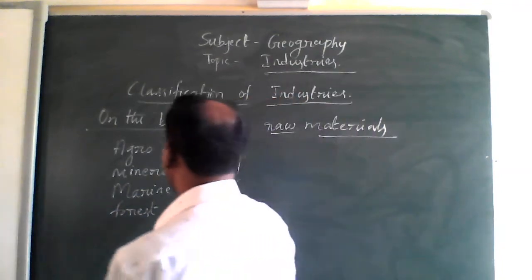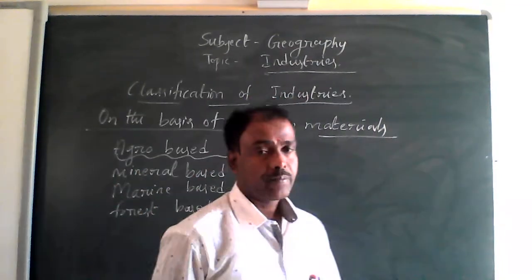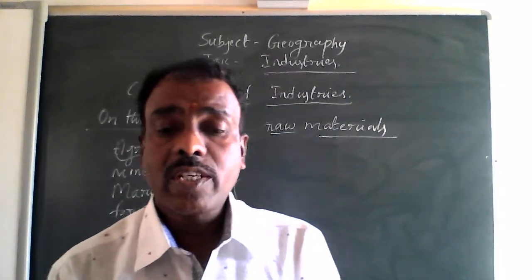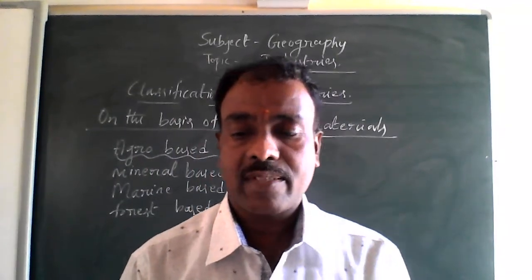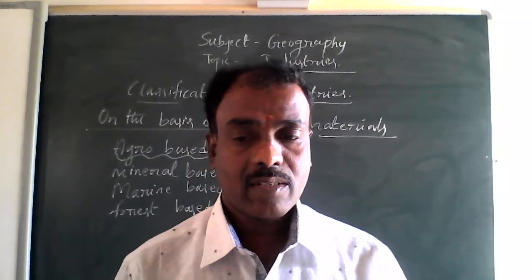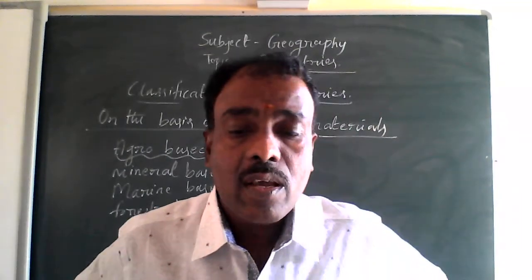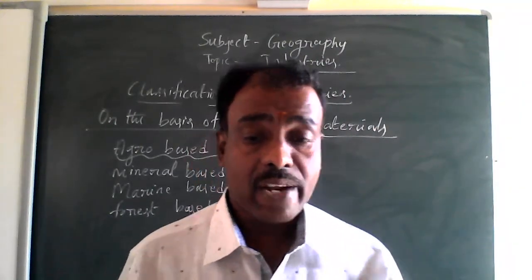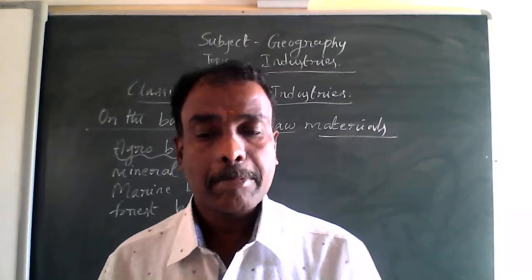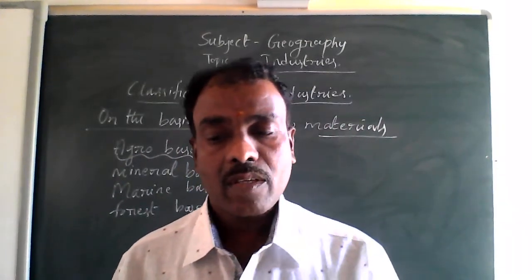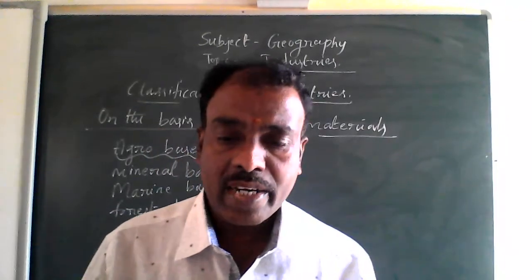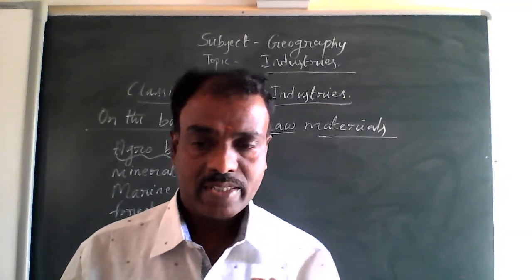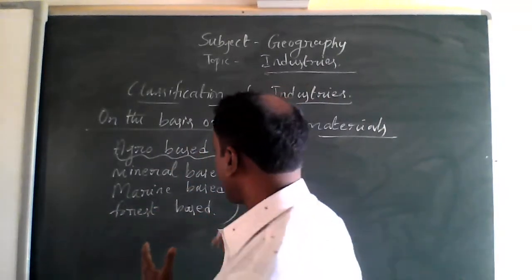Now let us see agro-based. See, agro-based industries use plant and animal-based products as their raw materials. For example, food processing, vegetable oil, cotton textile, dairy products, and even the leather industries also. Getting this, students? These are examples of agro-based industries.